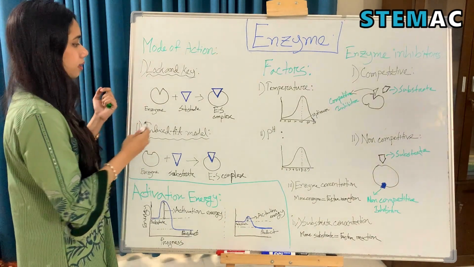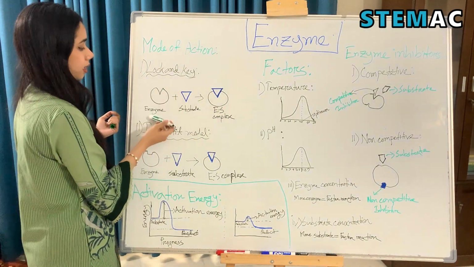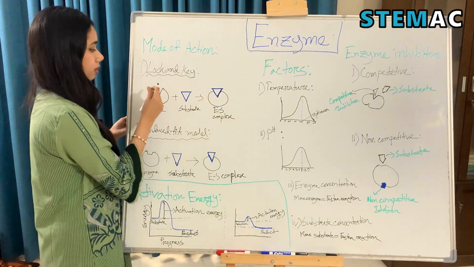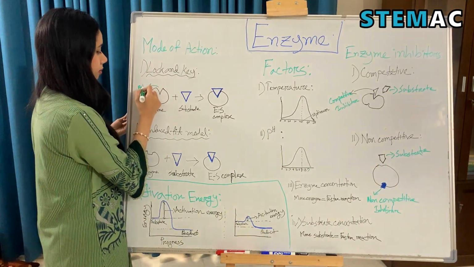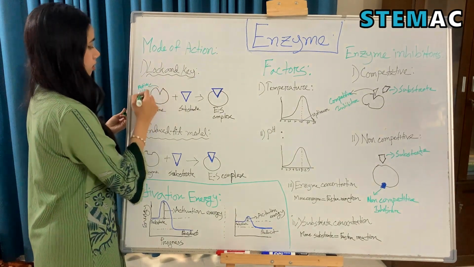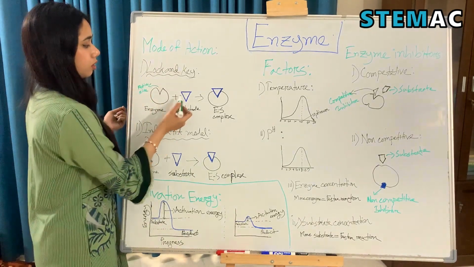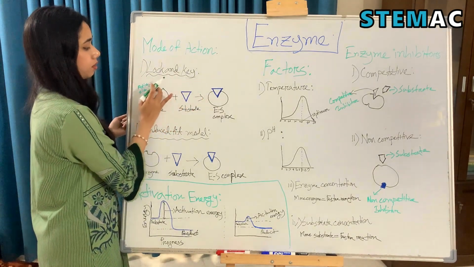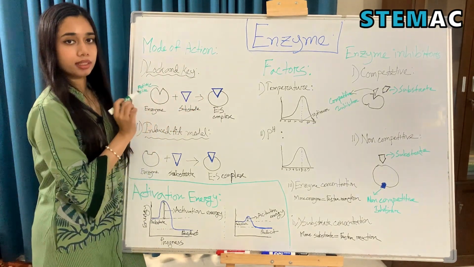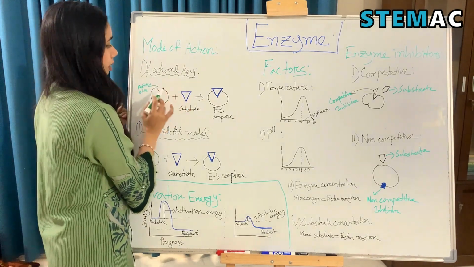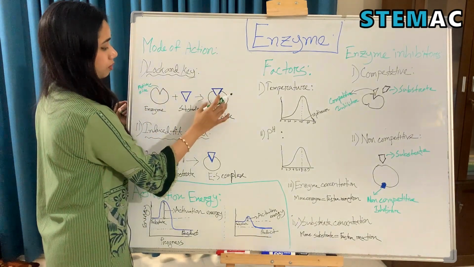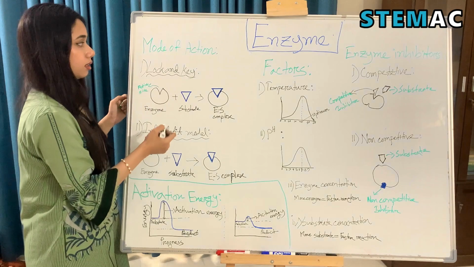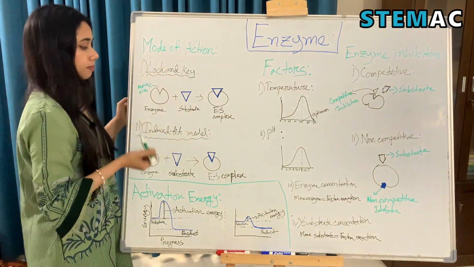So in this figure we can see that we have an enzyme and it has a very particular shape. The active site, this is our active site, and it has a very particular shape, and this is our substrate, and the shape of this substrate is complementary to the shape of the active site of the enzyme, and this substrate will bind to the active site of the enzyme to form an enzyme substrate complex. So this is the lock and key model of an enzyme.